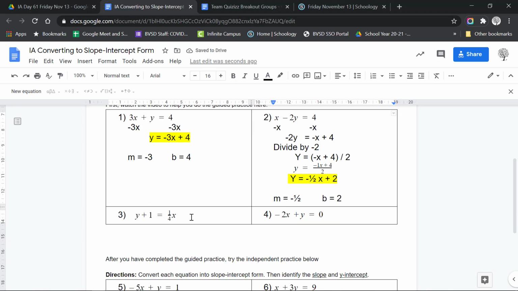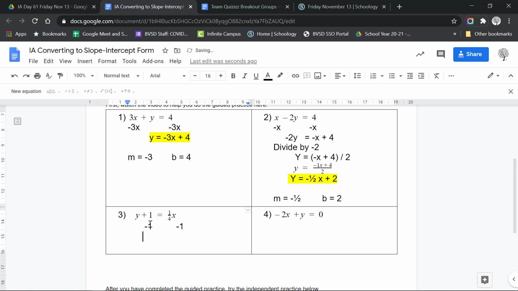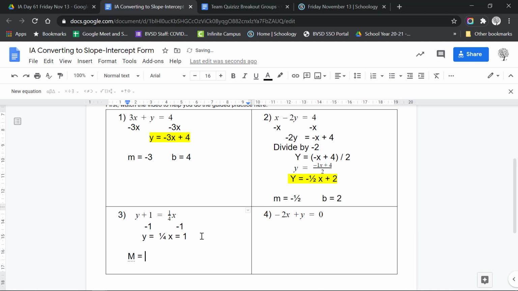Okay, so now this one, the y is almost by itself. We really just have to get rid of this plus 1. So we can do that by subtracting 1. And then we've got y equals, and then on this side, we're just going to have 1/4 x minus 1. So you can type it that way, or you can try the insert equation if you'd rather. Now, again, remember that the 1/4 is going to be our slope, and our y-intercept this time is negative, because we have a minus 1. So that's a negative y-intercept.